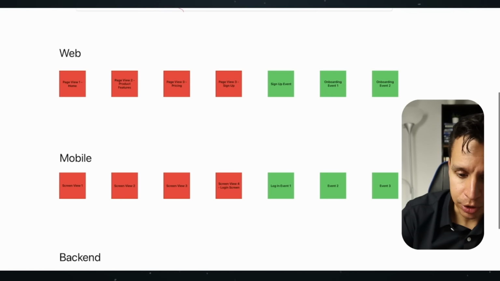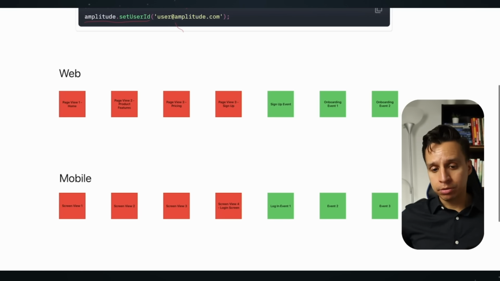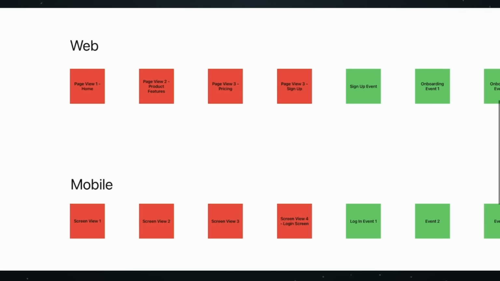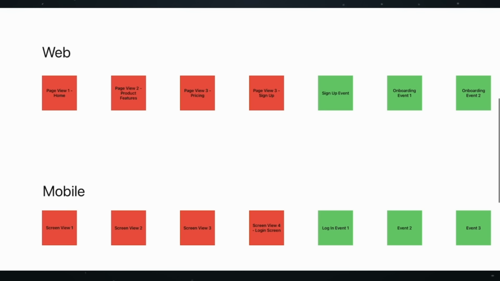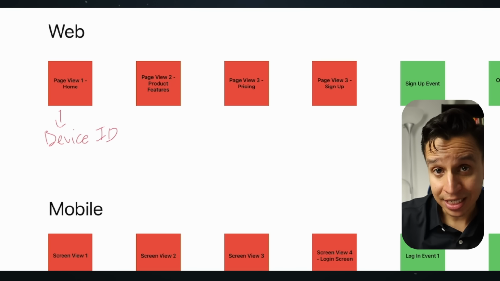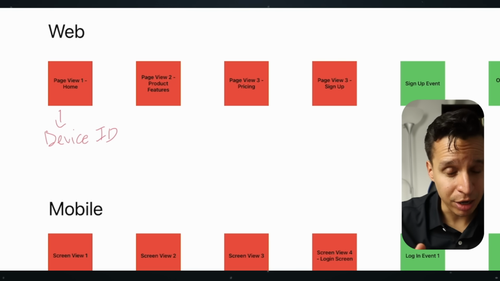So let's look at some examples here. I created these beautiful squares, red and green. Red being the ones that are anonymous data and green being known users. So let's imagine that a user arrives on your website and they view the first page, which is home right here. At this point in time, Amplitude will generate what's called a device ID. This is anonymous, it's persistent, and it's tied to that user's device, which in this case is the browser, so it will get stored at the cookie level or local storage.